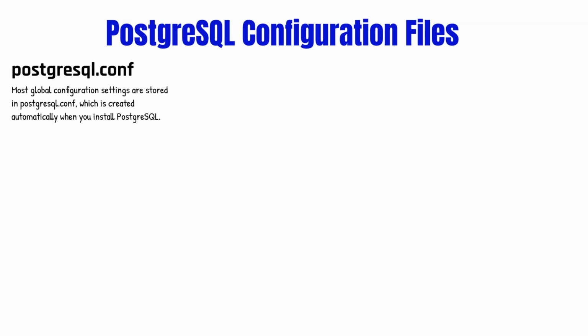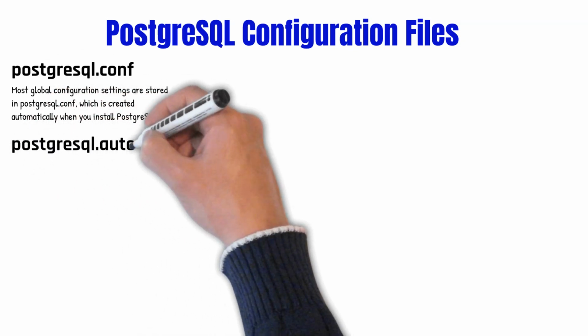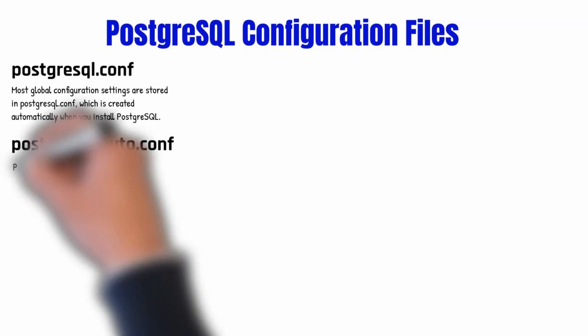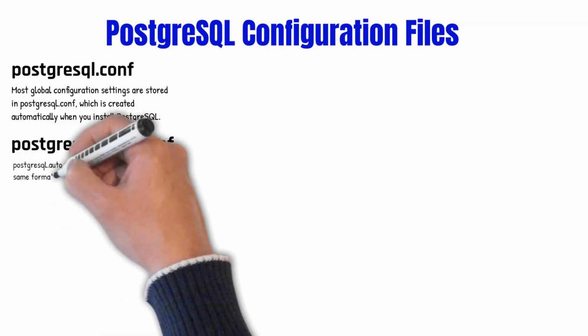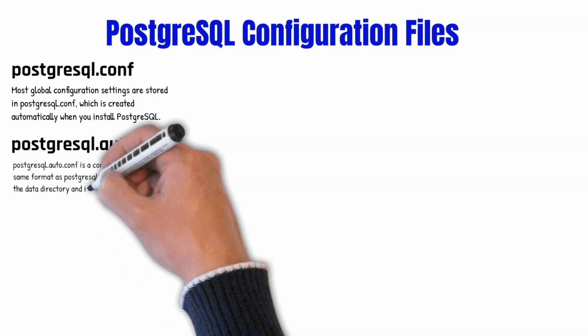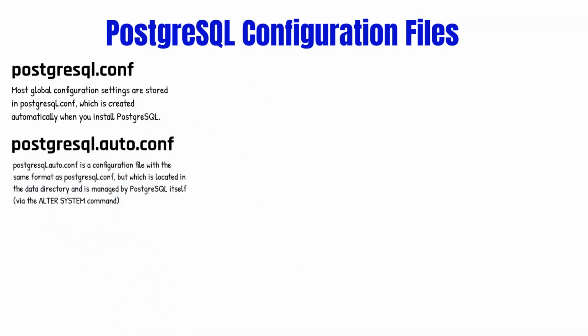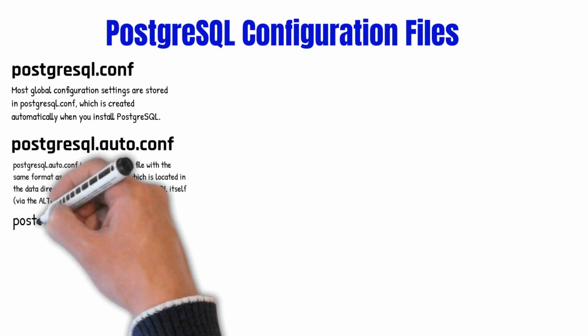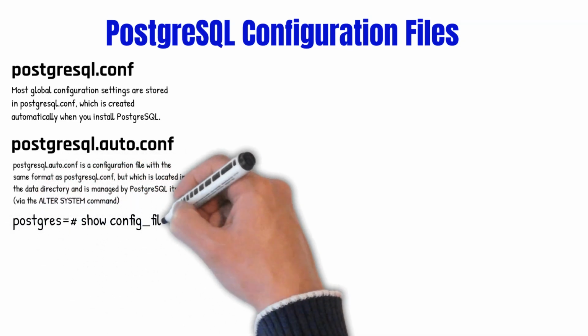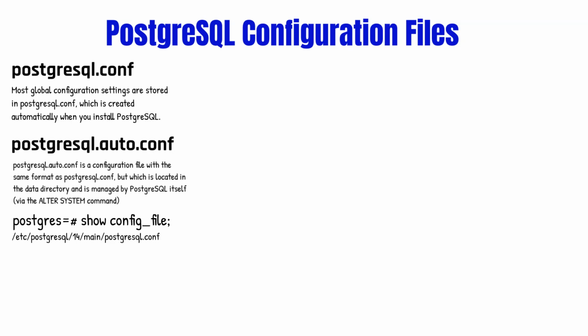However, since version 9.4, PostgreSQL introduced a new configuration file, the postgresql.auto.conf. It's worth noting that the auto.conf must be modified using the ALTER SYSTEM statement in PostgreSQL, and the postgresql.conf can be modified using a basic text editor. To show the location of this configuration file, you would use the SHOW config_file.